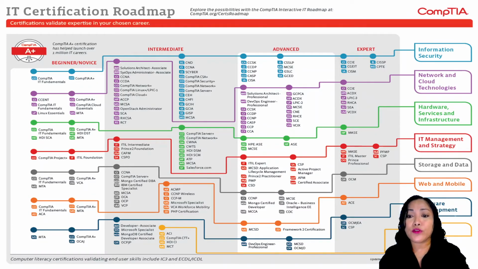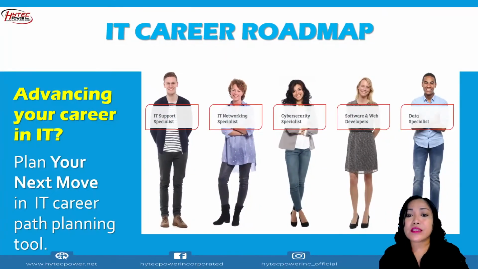Here is the IT certification roadmap, from beginner or novice level, intermediate level, advanced level, and lastly, the expert level. All you need to do is follow the color coding on what combination of certifications the student must get in their chosen skills area. In advancing your IT career, you have to plan your next move. The IT career planning path covers the IT support specialist, IT networking specialist, cybersecurity specialist, software and web developers, and then the data specialists.